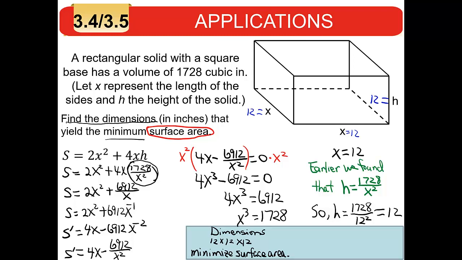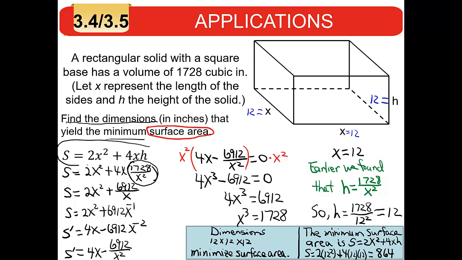If they were to ask what the surface area was, all you'd have to do is go back to the surface area formula and plug in 12 for x and 12 for h, and you'd find out that the minimum surface area would be 864 square feet.